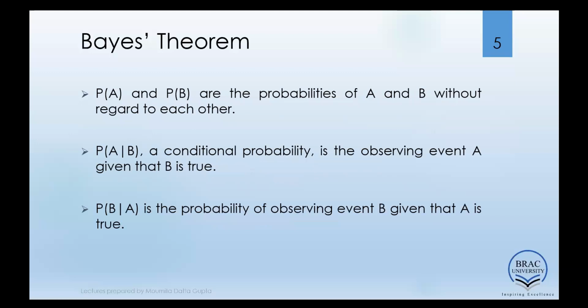In the Bayes theorem, probability of A and probability of B are the probabilities of A and B without regard to each other. Probability of A given B is a conditional probability, which means the probability of observing event A given that B is true. And finally, probability of B given A is the probability of observing event B given that A is true.